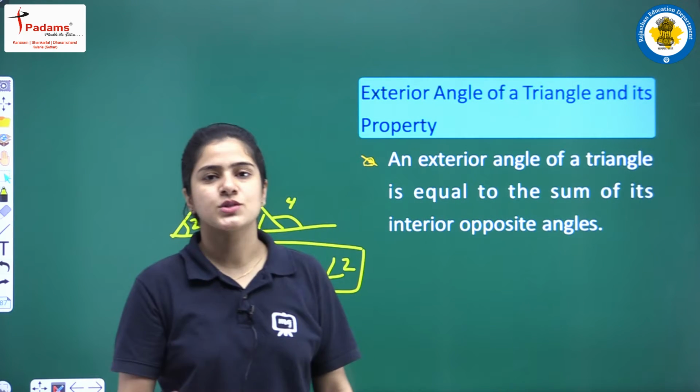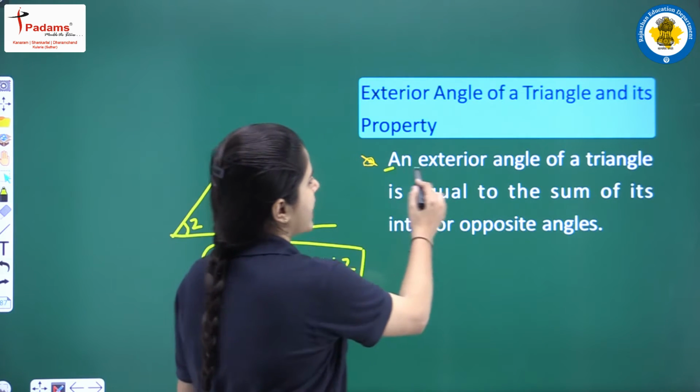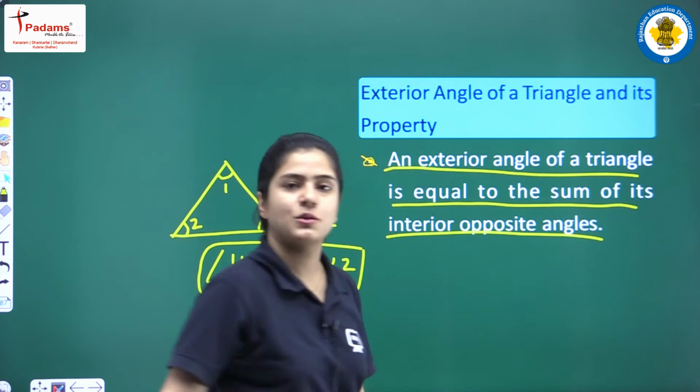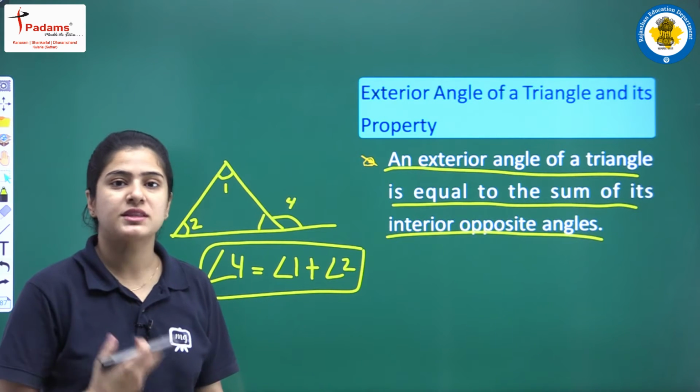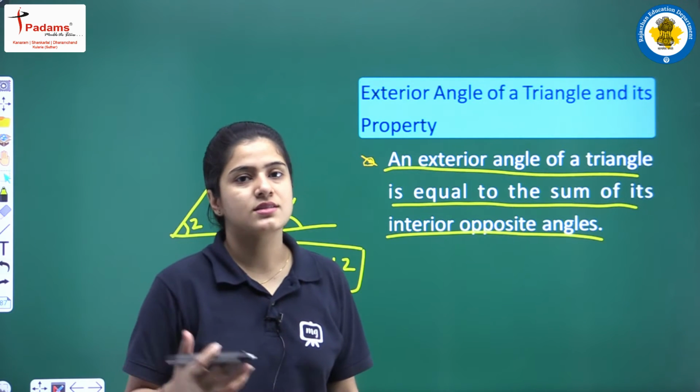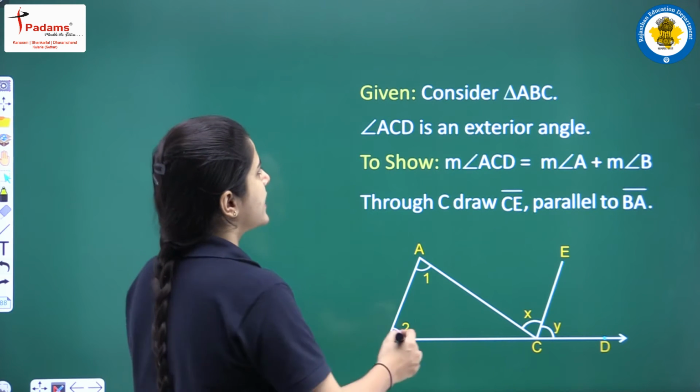Okay students, so have a look that the exterior angle of the triangle is equal to the sum of its interior opposite angles. Okay students, so this is all about the exterior angle property. Have a look students, we will see how this is so. Okay students, have a look.